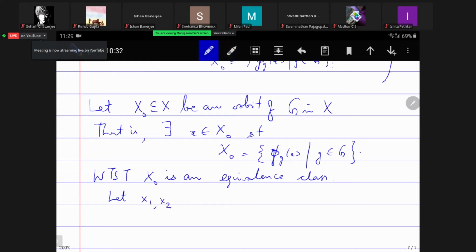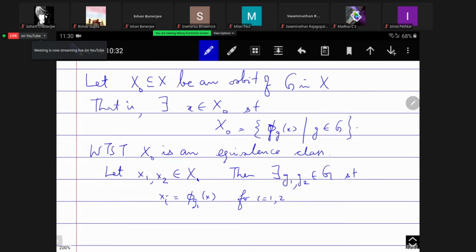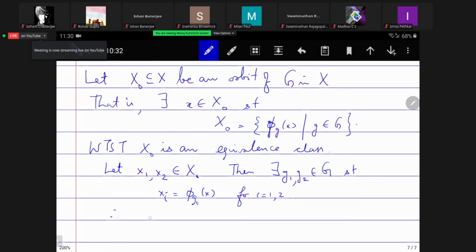Let x1 and x2 be inside x0. Then there exist g1 and g2 inside G such that xi is phi g_i of x for i equals 1 and 2. Therefore, x is related to x1 and x is related to x0. By symmetry and transitivity, x is related to x2.